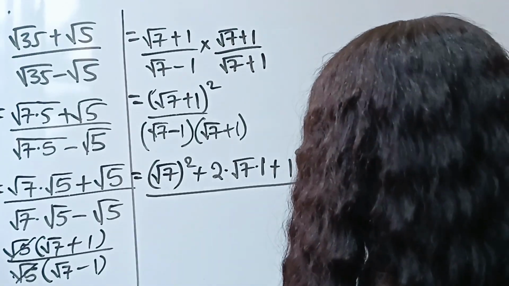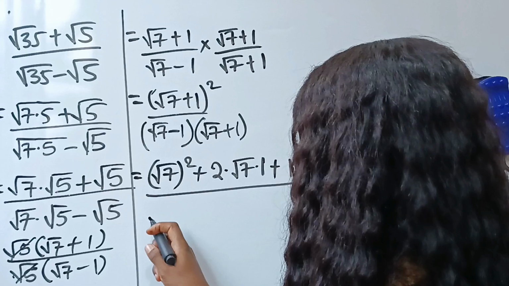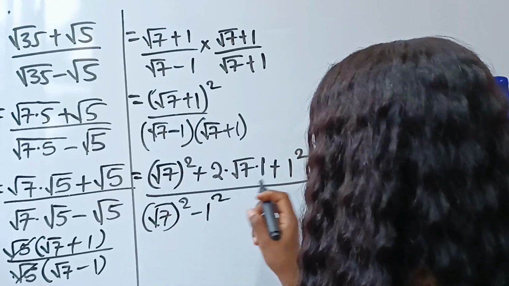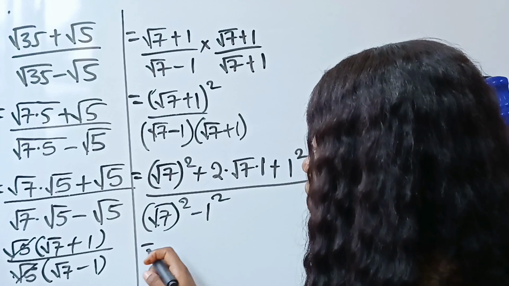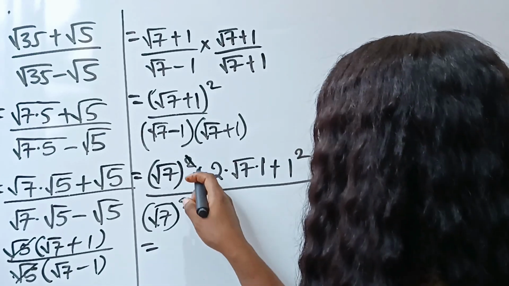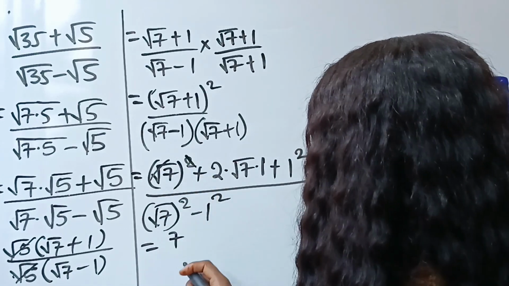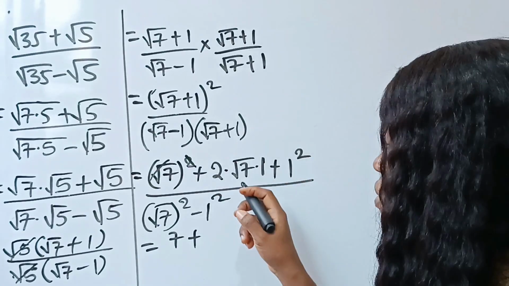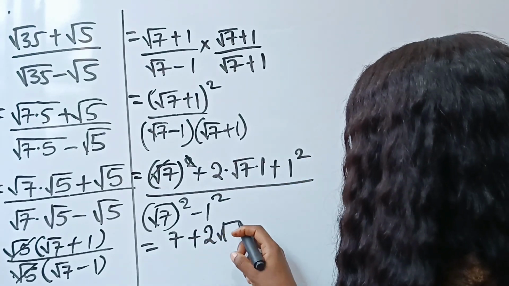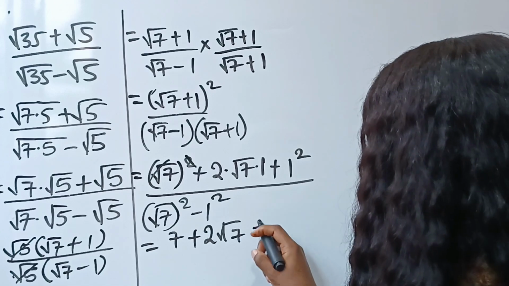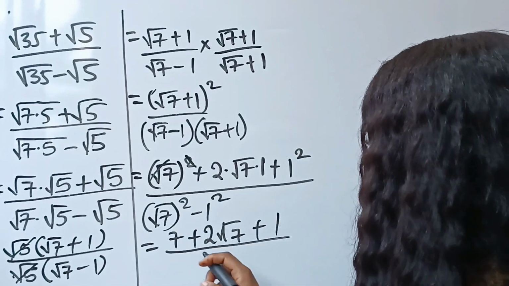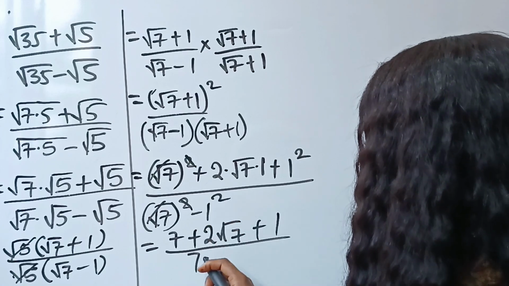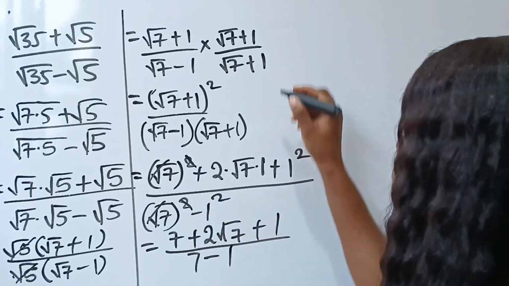Therefore we can rewrite this as root 7 squared minus 1 squared. Now this is equal to, here we cancel this, so we have 7 plus 2 times 1 is 2, so we are going to have 2 root 7, plus 1, divided by root 7 squared, we cancel this, we have 7 minus 1 squared is still 1.